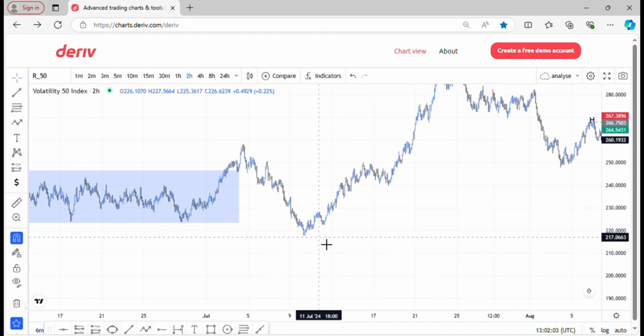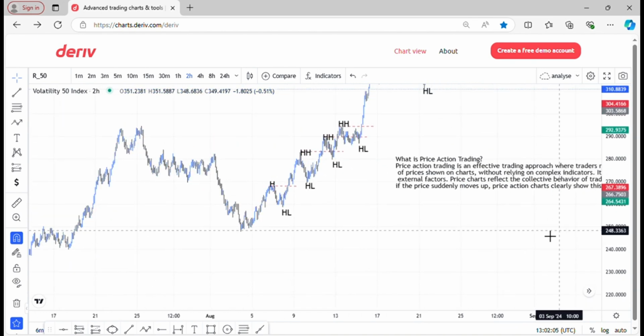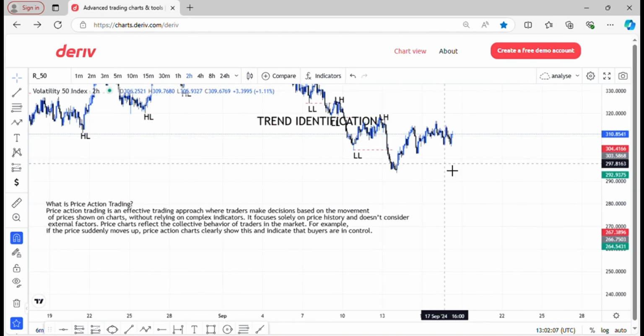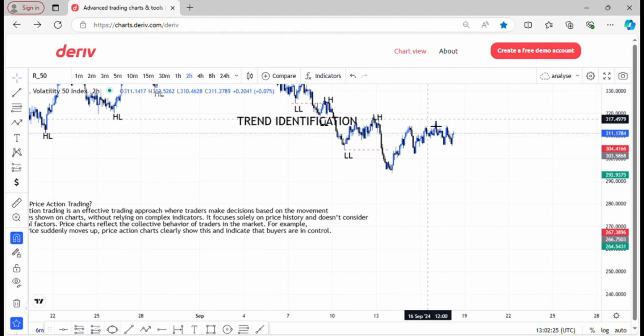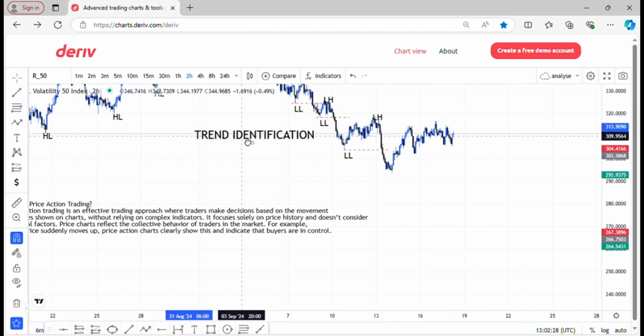You can see here it's still doing the same thing. It's not creating a high, it's not creating a low. All this place, we call consolidation. So this is all about trend identification. I know with this little point of mine, I've not confused you, but I've made it clear that you can know the direction of the market through trend identification.